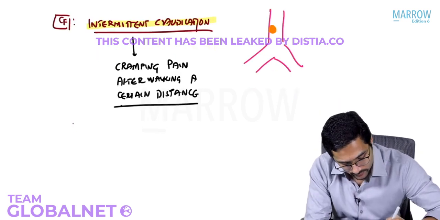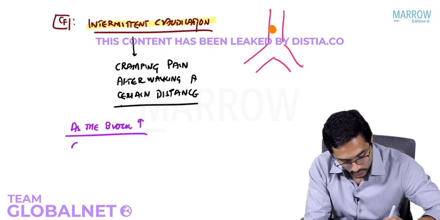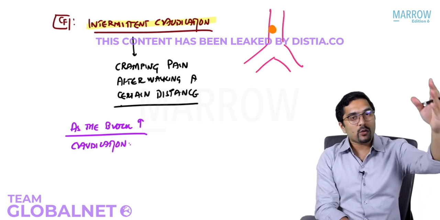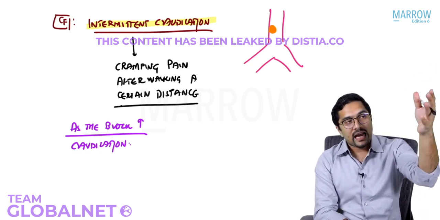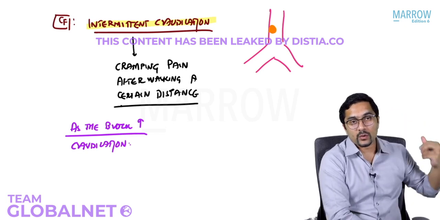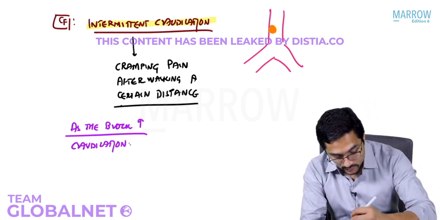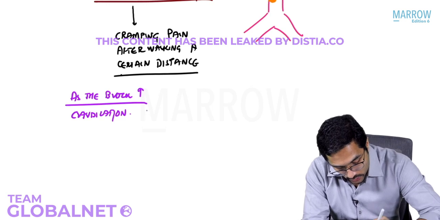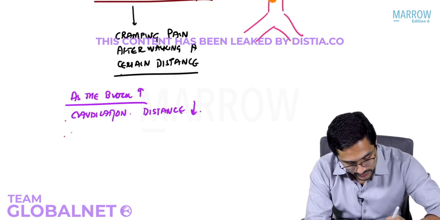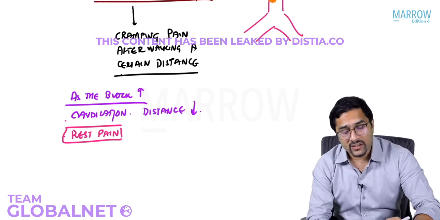Now, as the block increases, the claudication distance will reduce. So if the patient initially was able to walk 1 kilometer and then get the pain, as the block increases, the pain will occur at 750 meters, then 500 meters, then 250 meters. Eventually, the patient will land up with rest pain as well. So as the block increases, claudication distance will reduce. Eventually, the patient lands up with rest pain. As the name suggests, this is pain at rest.